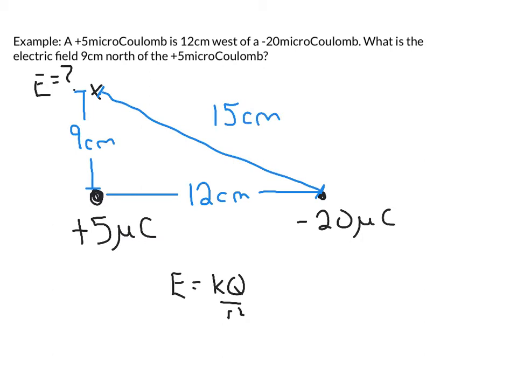Electric field is always the direction that an imaginary positive would get pushed. So we've already decided that the electric field, because of the plus 5, is going to repel it away, so the imaginary positive would go upward. The electric field, because of the negative 20, a positive would get pulled towards it. So the electric field, because of the negative 20, is actually pulling it down towards the 20. We need to add those two vectors.